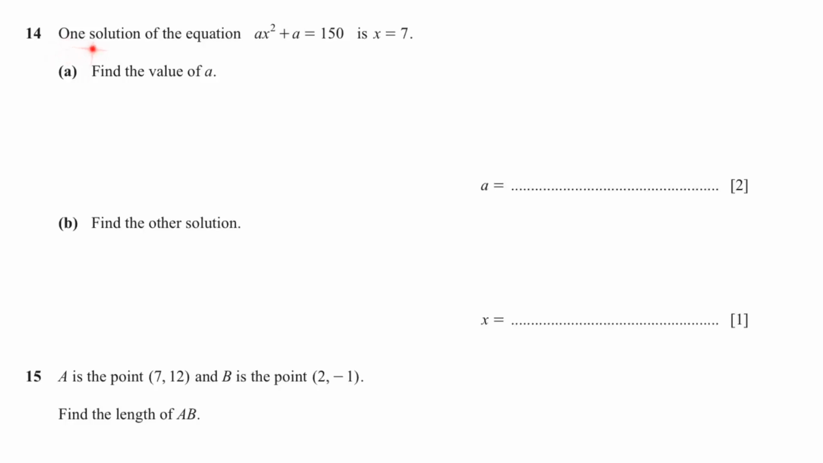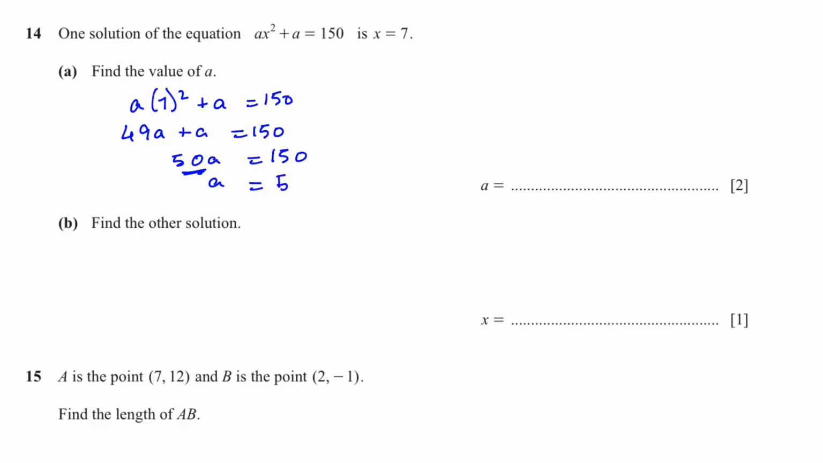Next question. One solution of the equation ax squared plus a is equal to 150 is x is equal to 7. Find the value of a. We'll substitute in place of x 7, and you will have a 7 square plus a is equal to 150. So 49a plus a is equal to 150. 50a is equal to 150. We have a multiply here, we bring to the other side. It will be divided. 150 divided by 50 is 3.